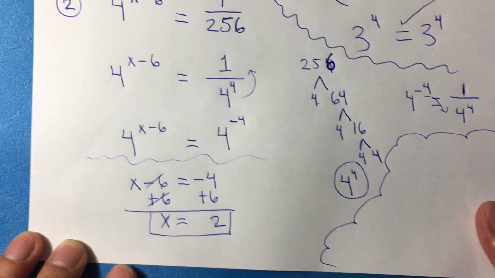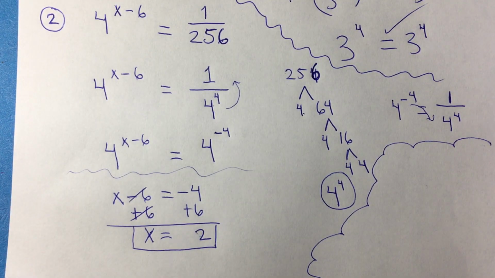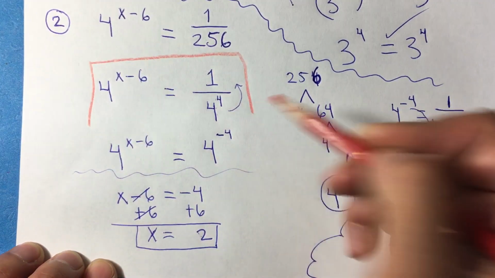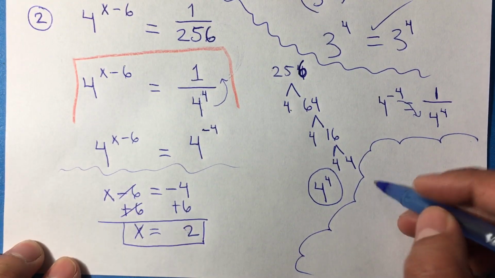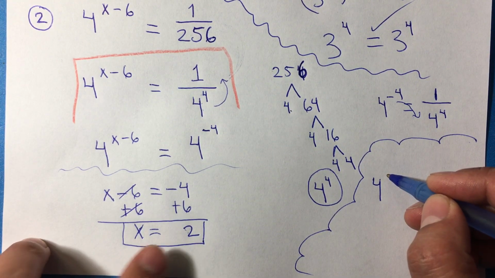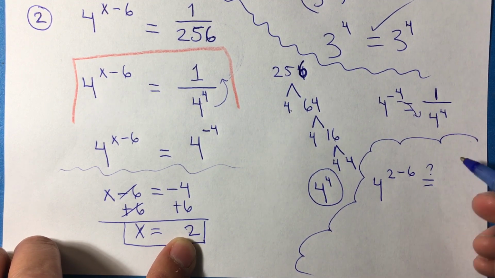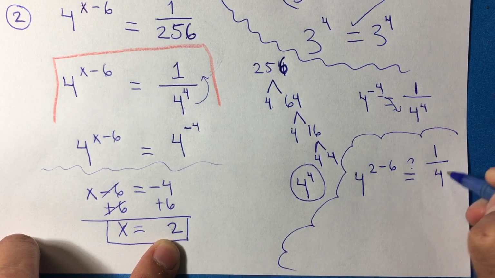For the checkup test, again, we cannot go all the way to the very top, but we can create a checkup test to make sure that we are correct. So we put 4 to the x minus 6, which is 2 minus 6. Is it equal to 1 over 4 to the fourth power?